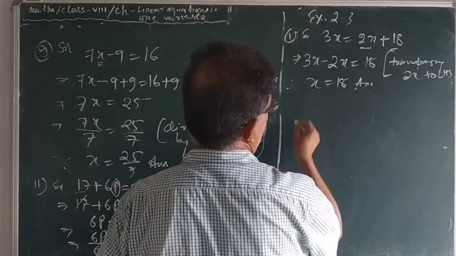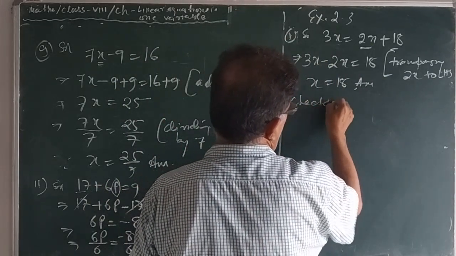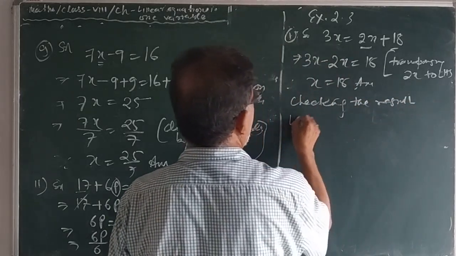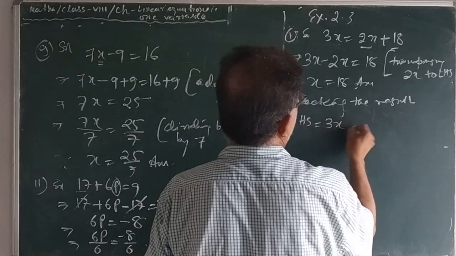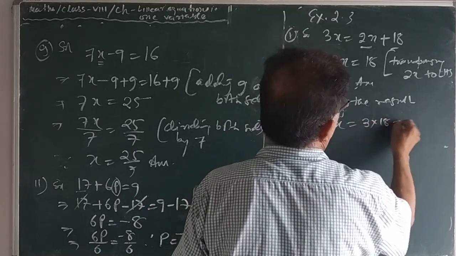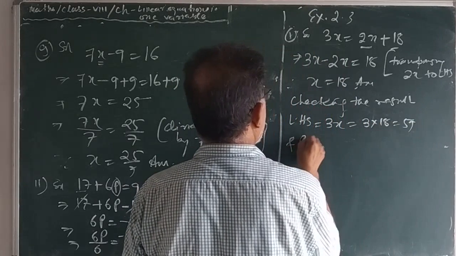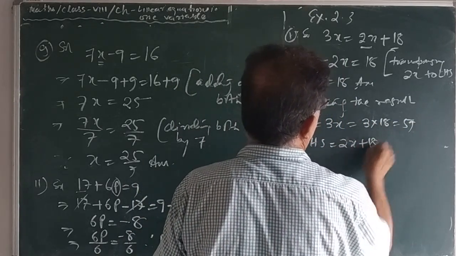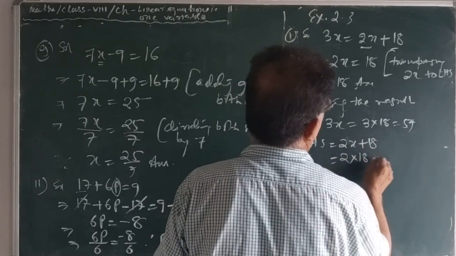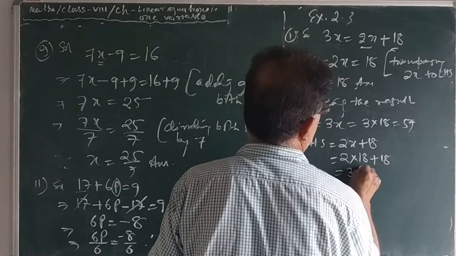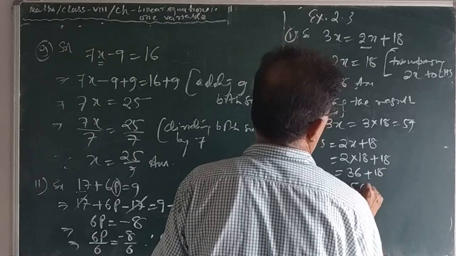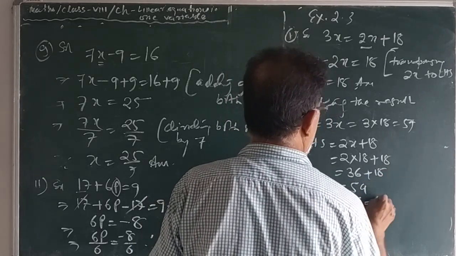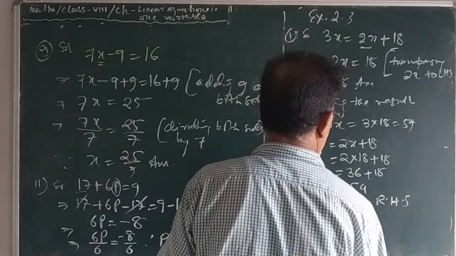Here we have to check the result also. Checking the result. LHS 3x, 3 into 18 equal to 54, and RHS equal to 2x plus 18, 2 into 18 plus 18, 36 plus 18 equal to 54. Clearly LHS equal to RHS, verified.